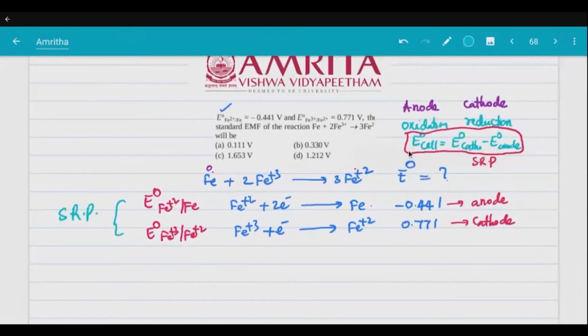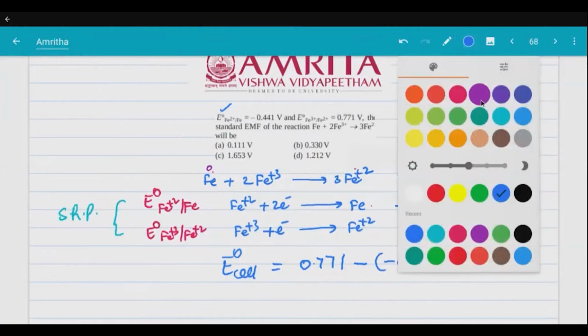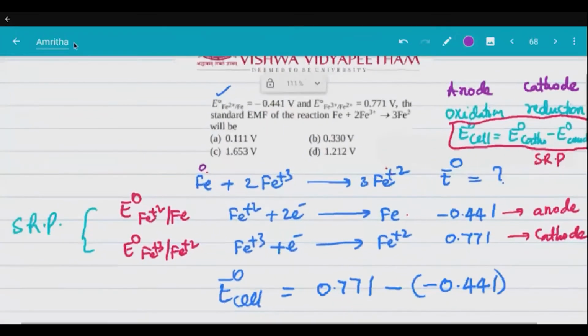So if there is SRP value, how should we do this? E naught cell is equal to cathode minus anode. Cathode is 0.771, minus, and don't change the sign, no? Minus 0.441, because both are SRP, right? So this must be plus 0.7 plus 0.4, 1.2 approximately, right? So this should be option D.